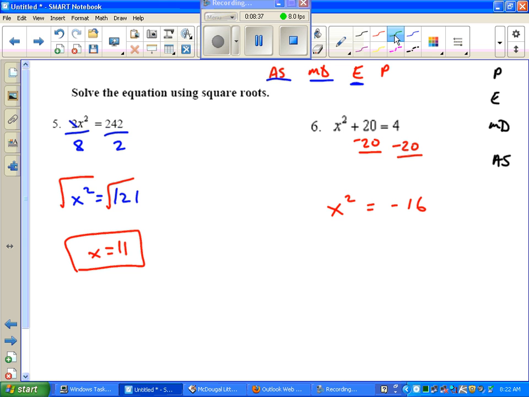Now we don't have any multiplication or division, but you do have something being squared. So undo that by taking the square root. Do the same thing on the other side. So what you have is x is the square root of a negative 16. Remember that negative 16 can't be under the radical like that. Anytime it is, x is undefined.